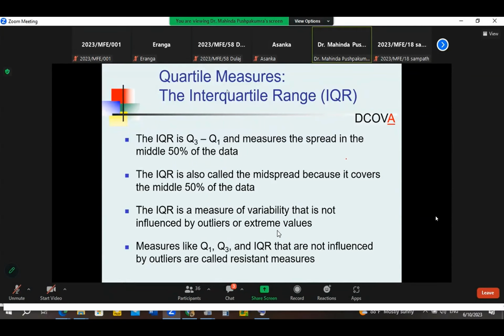Then we have another concept called interquartile range, which is the difference between the first quartile and third quartile. It measures the spread in the middle 50% of data. IQR is also called mid spread because it covers the middle 50% of data. IQR is a measure of variability that is not influenced by outliers or extreme values. Measures like Q1, Q3, and IQR that are not influenced by outliers are called resistant measures.